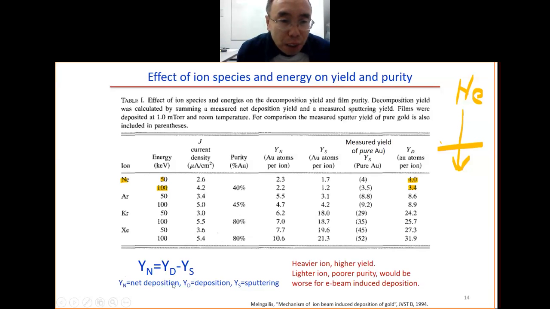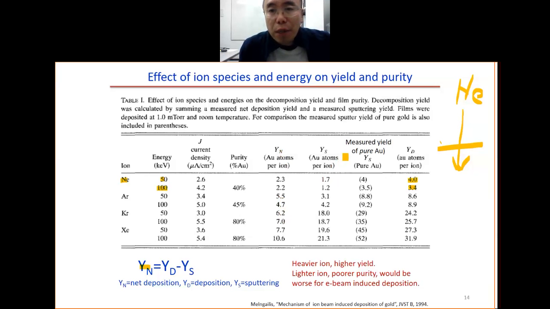Next, the deposition rate: Yn equals Yd minus Ys. Yd is the deposition yield, and Ys is the sputtering yield. We have deposition, but we also have sputtering. So the net deposition is the difference between the deposition and the sputtering. This is the net yield. You can see 2.3 equals 4.0 minus 1.7. This is the sputter yield for the deposit.